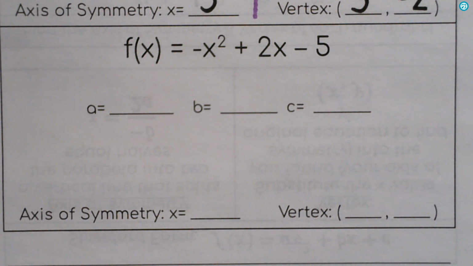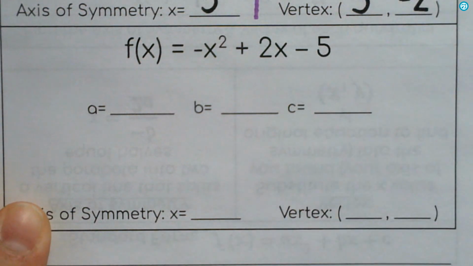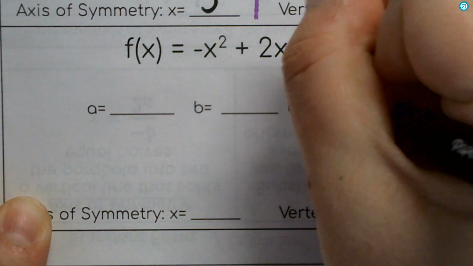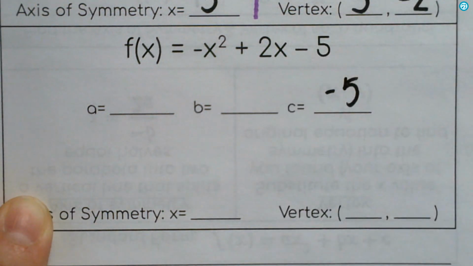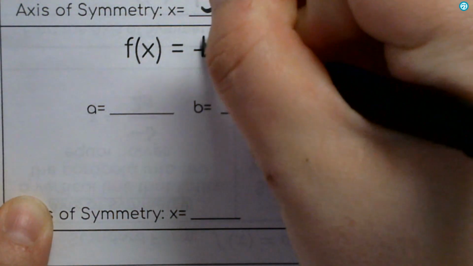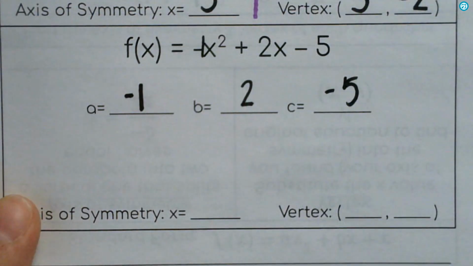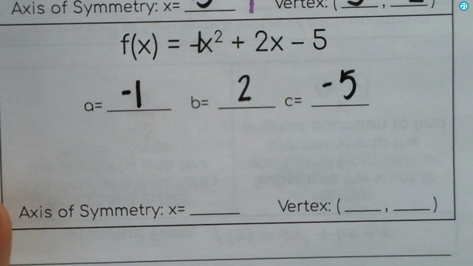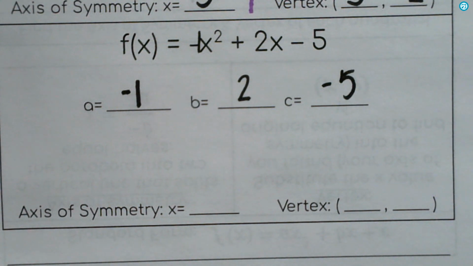Okay. Negative x squared plus 2x minus 5. Let's go backwards on this. What's my c value? Negative 5. Yep. What is my b value? 2. What is my a value? Negative 1. So there's a 1 squeezed in right there. My a value is negative 1. That's the tricky part about this one. My a value is negative 1, and we need to not forget that when we go plug it in at the end.